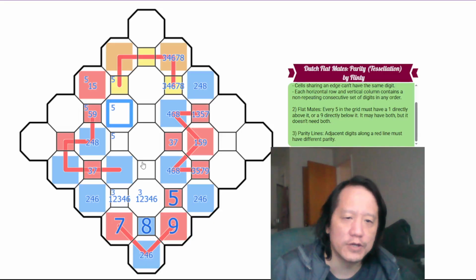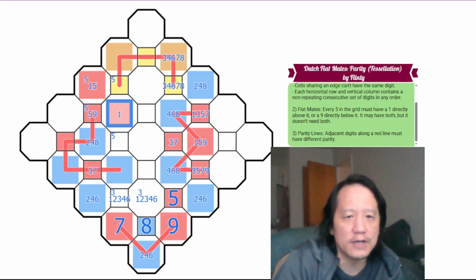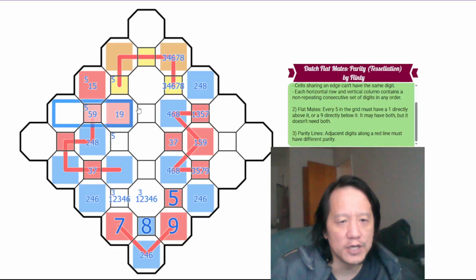If 5 were here, the problem is that would eliminate 5 from both of these cells, and therefore this wouldn't be a full Renban. So this cannot be 5. So if 5 is here, this is 9. If 5 is here, this is 1. So this is guaranteed to be 1 or 9. Well, as 1 or 9, the problem is that you cannot have 9 here, which would force that to be 1, because this is only 7 in length.